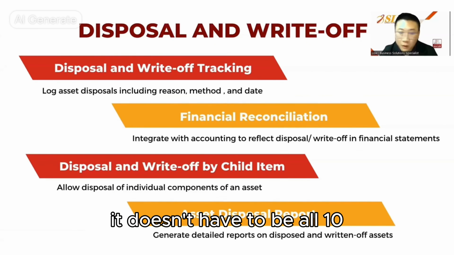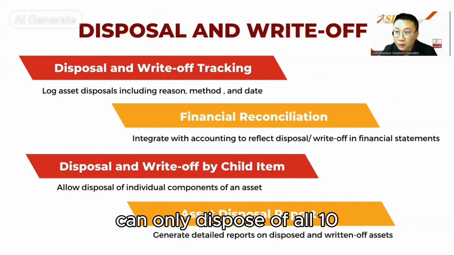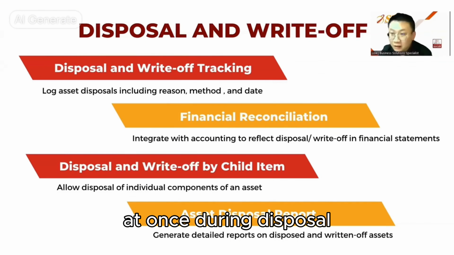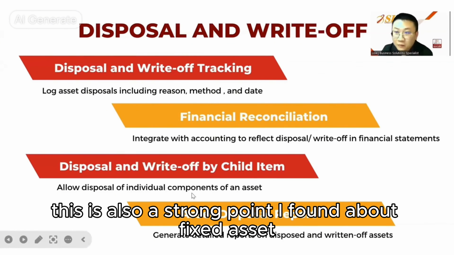It doesn't have to be all 10 disposed of together. Many fake asset programs out there can only dispose of all 10 at once during disposal. They can't just select one to dispose of. This is also a strong point I found about fake asset.